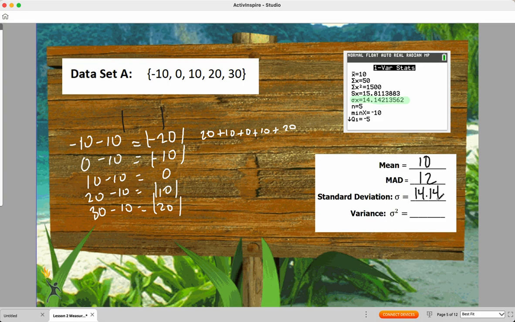So to find my variance, I'm just going to go to my calculator, take 14.14 and square it. Gives me 199.94. And I'm always going to go to the hundredths place. There's no reason to go any further than that. At that point, we're talking minuscule amounts. All right, so that's data set A.